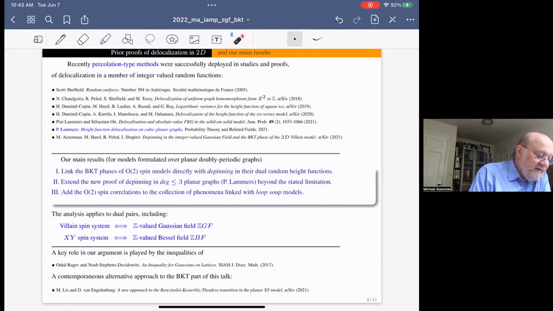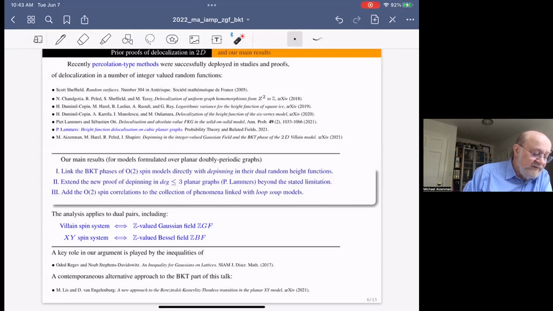That leads to the conclusion that at any temperature for the spin system for which the dual height function depins, you have non-summable decay of correlations, which is another path to explain the existence of slow decay of correlations in the BKT phase. Since this gives relevance for us of the depinning transition, we also turned to the question of depinning and extended the validity of Lammers' argument to all graphs by essentially dropping the limitation on the graph degree.